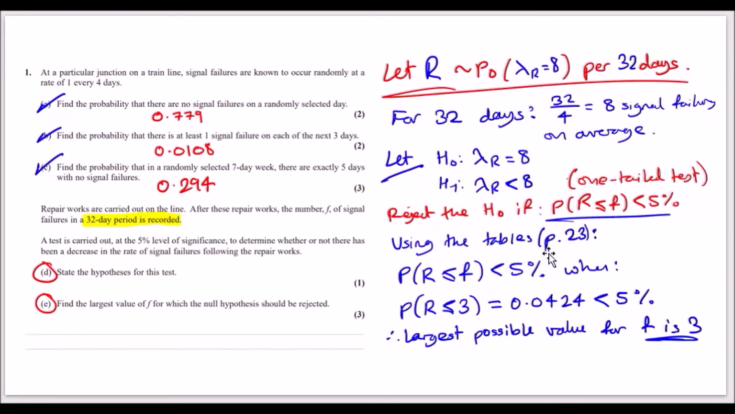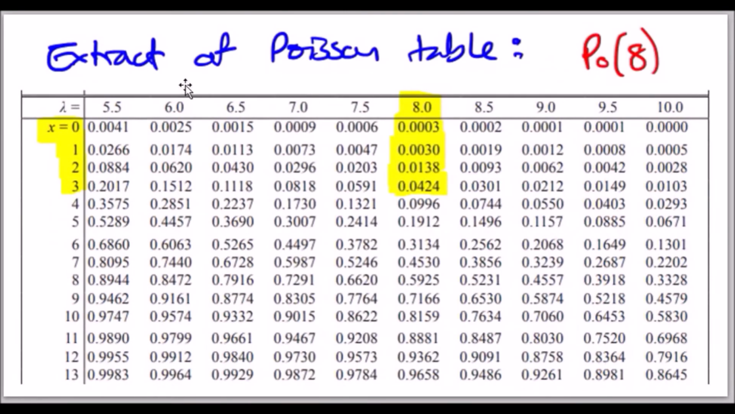So what I did is I went straight to the tables, and we have to keep in mind that lambda is 8. This is how it looks in your formula books. When you look at lambda equals 8.0, we skim down and find the probability which is less than 5%, so less than 0.05. Here we are. Now the greatest one is this one. This is just less than 5%. The next ones are, of course, much bigger.